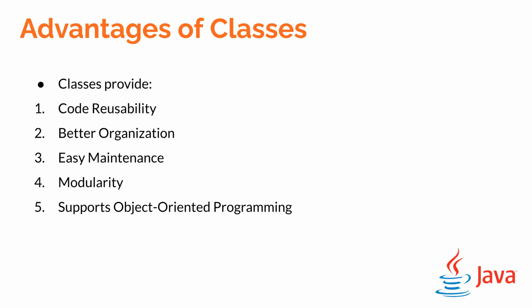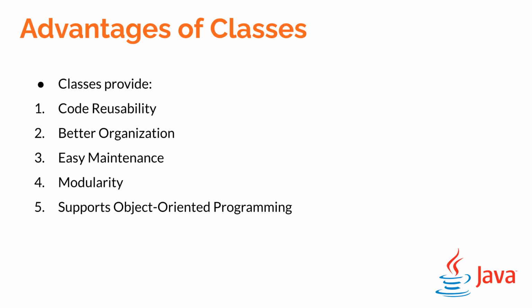2. Better organization. Classes help organize large programs into smaller, meaningful parts. Instead of writing everything in one file, we divide the program into different classes. Example: a college management system may have a student class, teacher class, course class, and library class. Each class performs its own task.